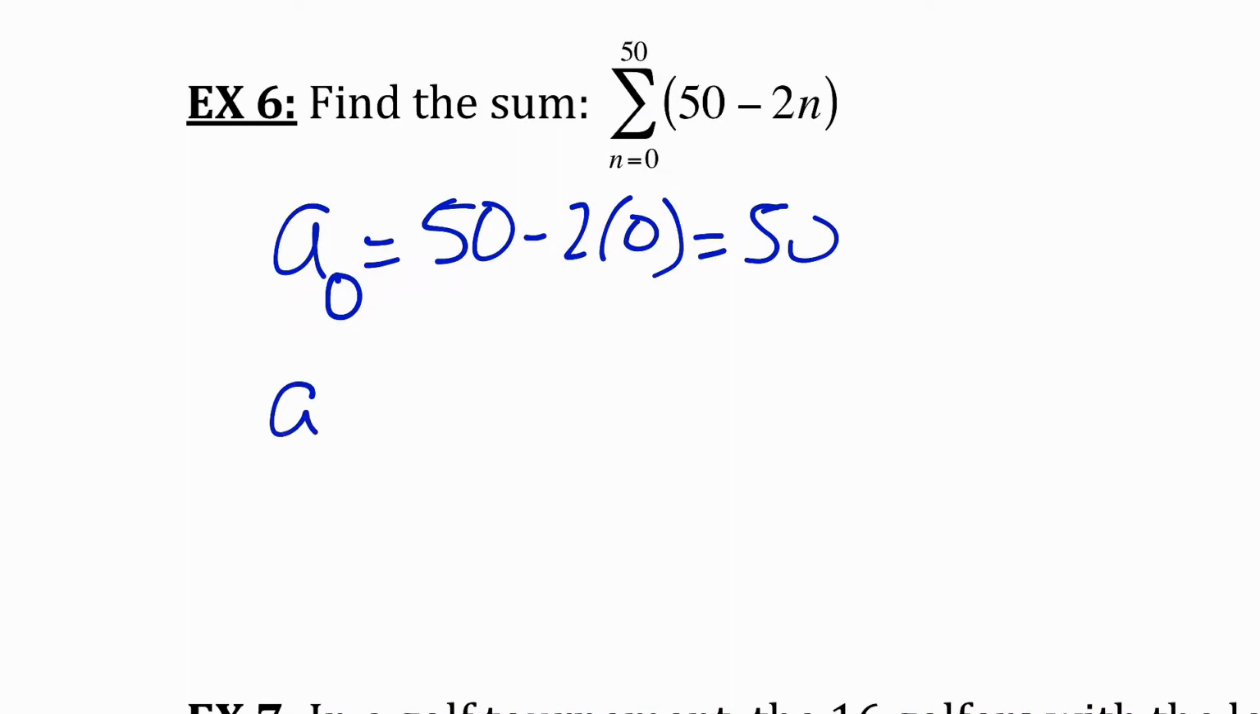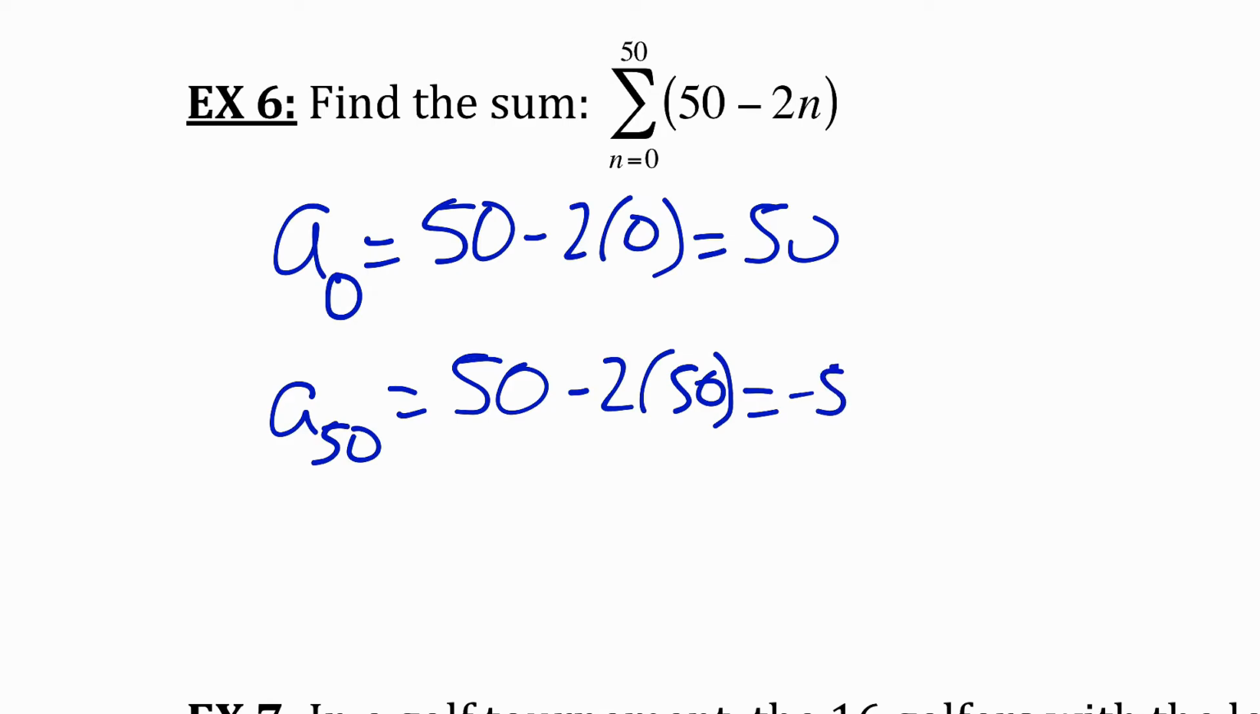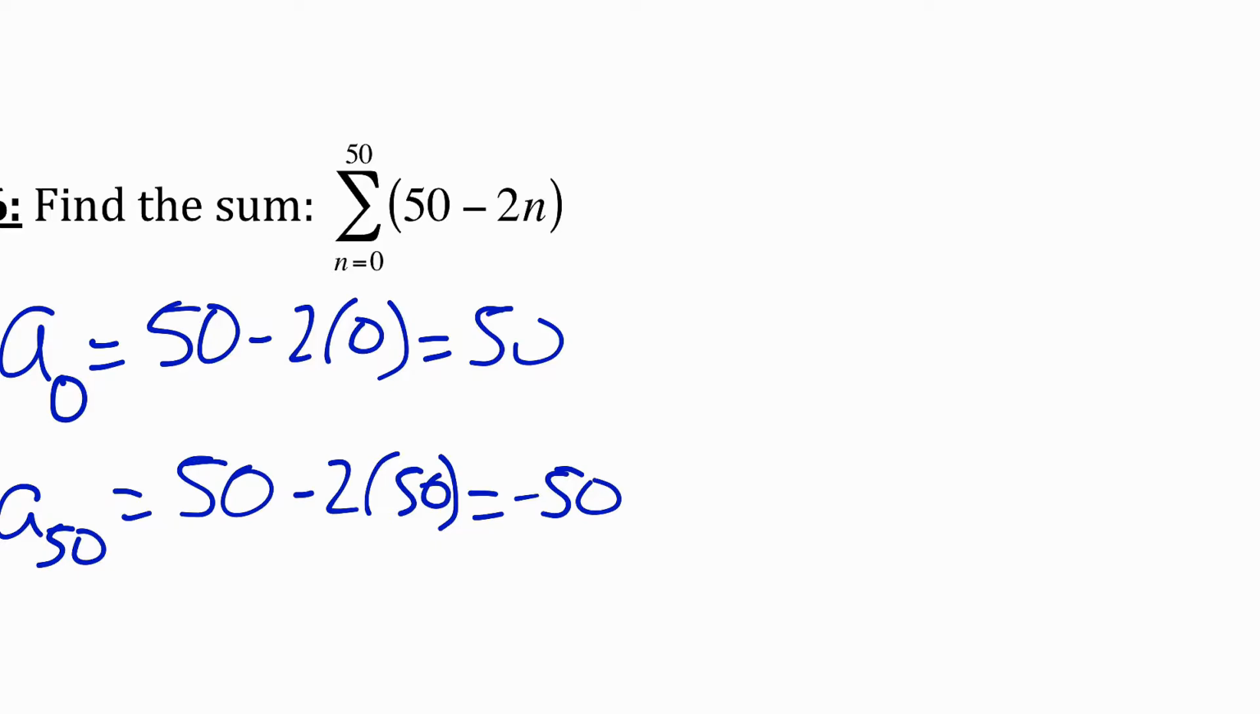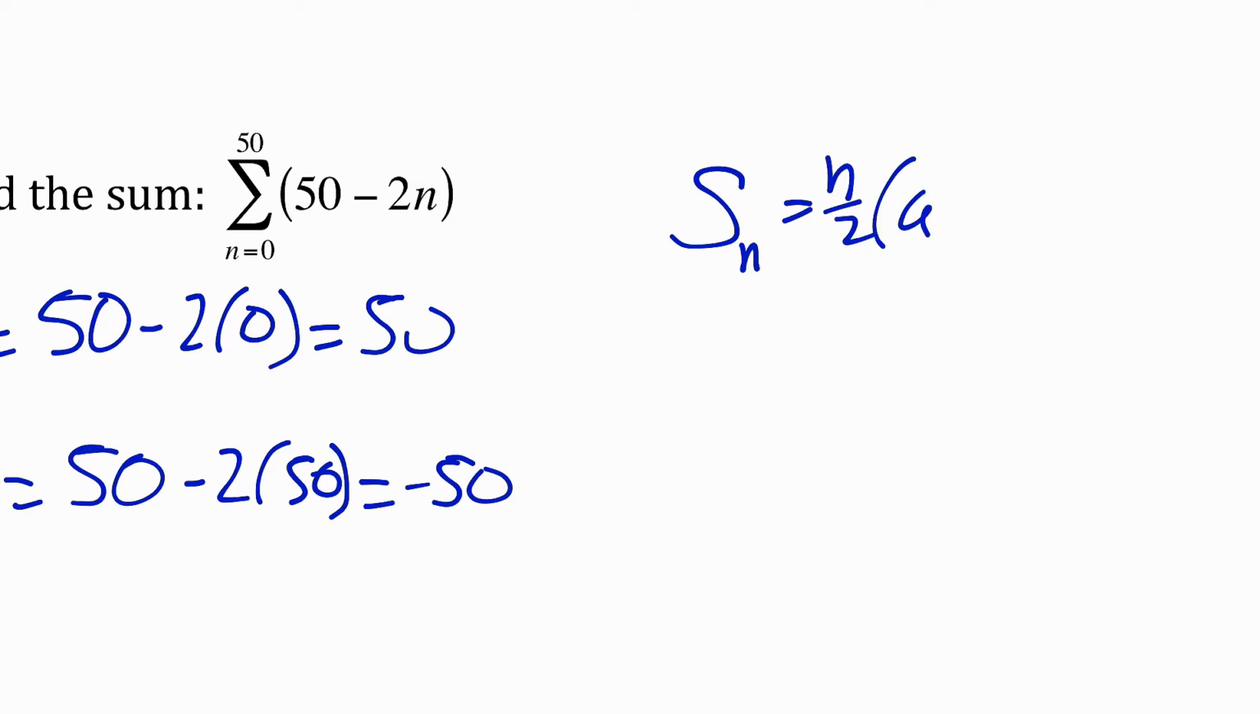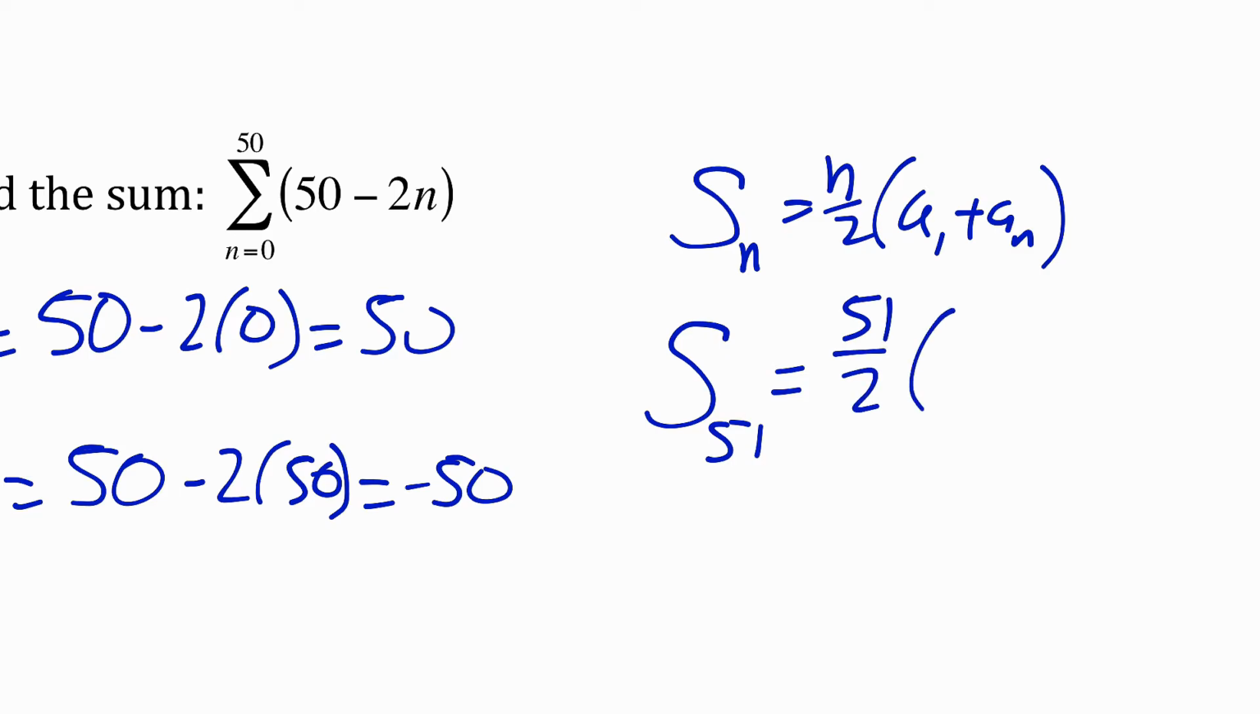Well, that cleans up nicely to be 50. Now, our last term is going to be the 50th term. It's going to be 50 minus 2 times 50, which is 50 minus 100, which gives us negative 50. So the sum in this case, S sub n equals n over 2 times a sub 1 plus a sub n, again, your first and last terms. In this case, we're dealing with 51 terms. Remember, if you include 0, that's adding another term. So 1 through 50 would be just 50 terms, but 0 makes it 51 terms. So we got 51 over 2 times 50 plus negative 50.